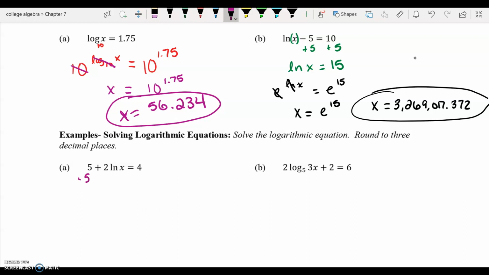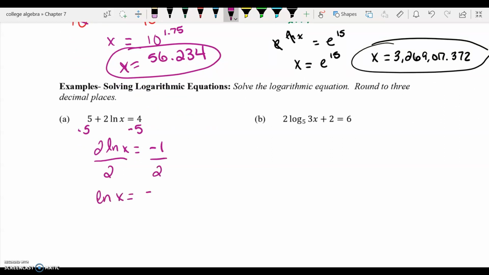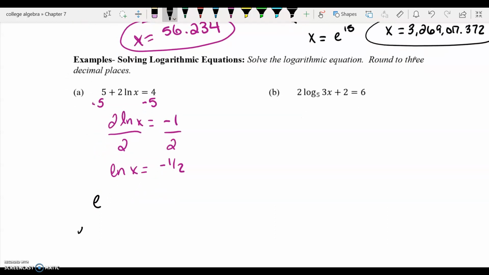So the first thing I'm going to do is I'm going to subtract 5. I'm going to get 2 natural log of x equals negative 1. And then from there, it's not by itself yet, so I'm going to divide it by 2. Now it's by itself. To get rid of natural log, your base becomes e. So I have e to the negative 1/2, which you would type into your calculator. This stuff is going to cancel, so I'm going to get x equals e to the negative 1/2. Again, type it into your calculator. You should get 0.607. So you're just going to round it to 3 decimal places.